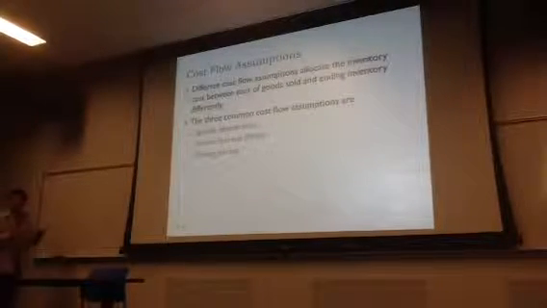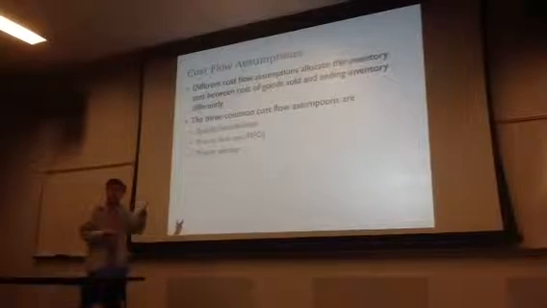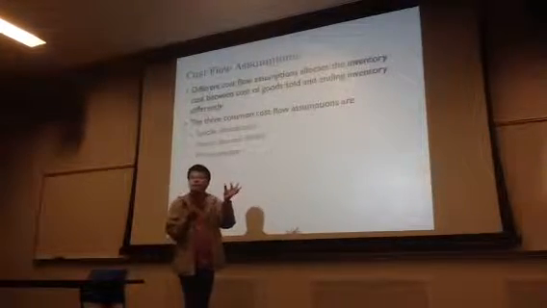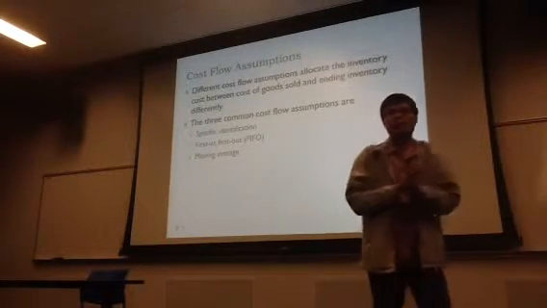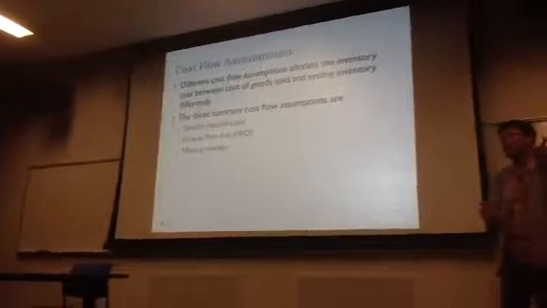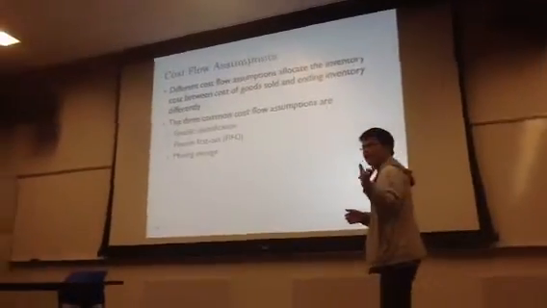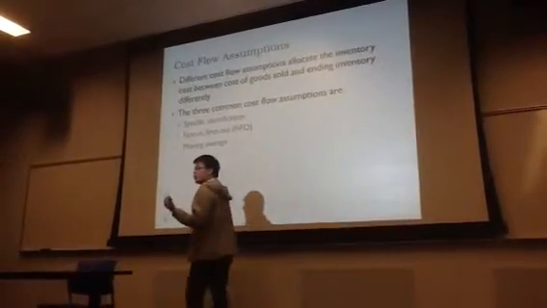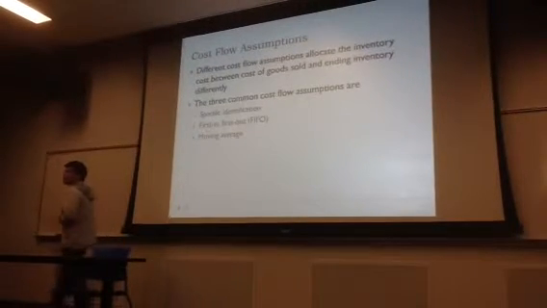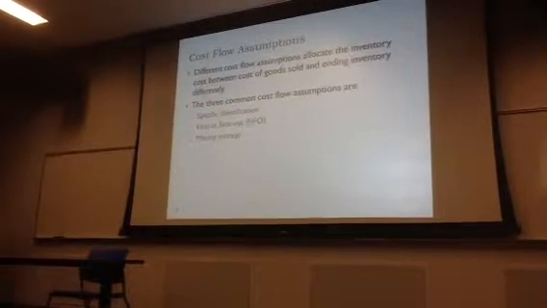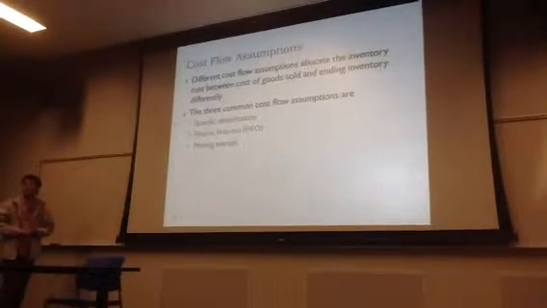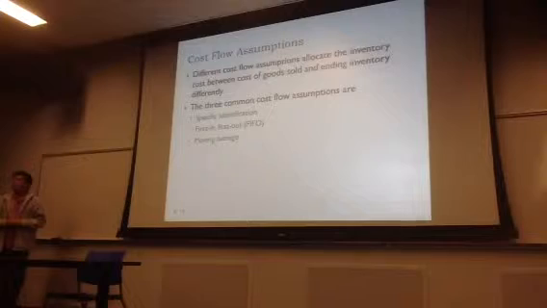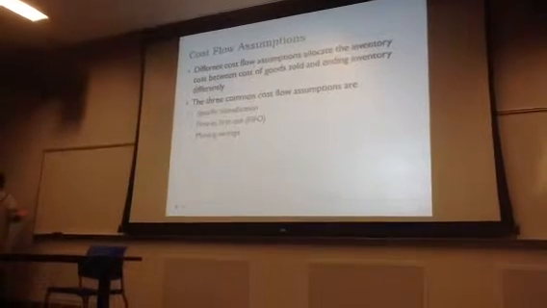So as you can see, the main idea of the cost flow assumption is to allocate the cost, or to separate the amount, as the cost of goods sold and the ending inventory. So should we put down the $10 as the cost of goods sold, or should we put down the $10 as the inventory? That is the main question that we're going to solve by the use of the cost flow assumption. In particular, in accounting under IFRS, we have 3 different cost flow assumptions that we are able to use. Which one to use again depends on the company itself.